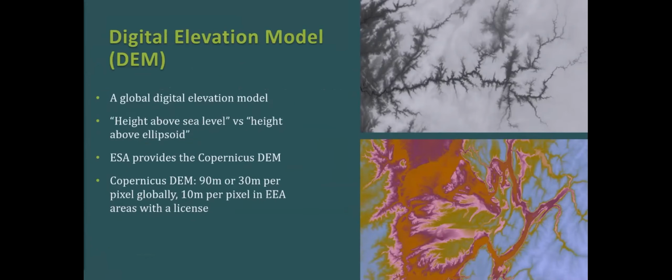The next useful data you can get is the digital elevation model. So a digital elevation model either tells you the height above sea level or the height above an ellipsoid, and you can actually get both on Sentinel Hub, and it is global. ESA provides the Copernicus DEM. So the Copernicus DEM is either 90 or 30 meters per pixel. It is global, but you can get up to 10 meters per pixel in EEA areas with a license.